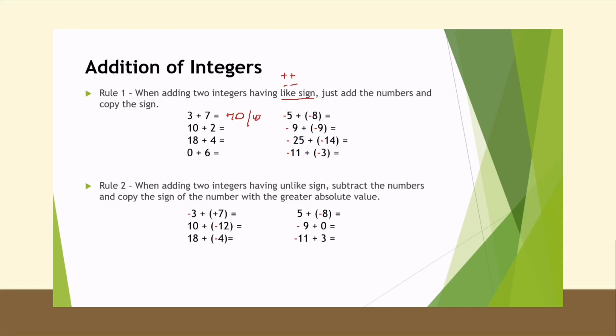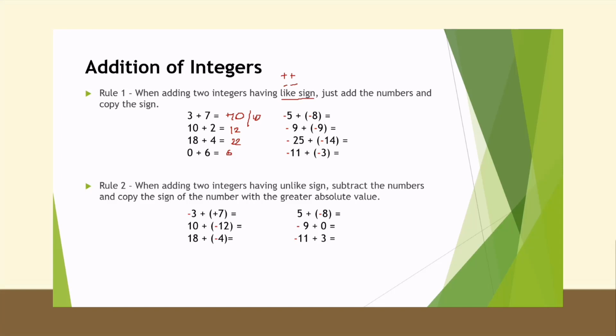Next, positive 10 plus positive 2 is positive 12. Positive 18 plus positive 4 is positive 22. 0 plus 6, so 0 has no sign, okay? So, positive 6. How about negative 5 plus negative 8?